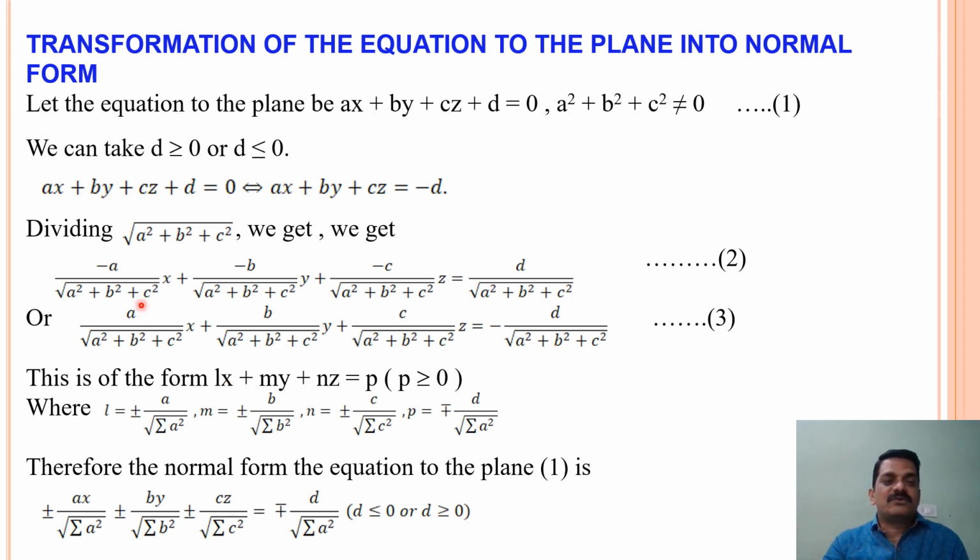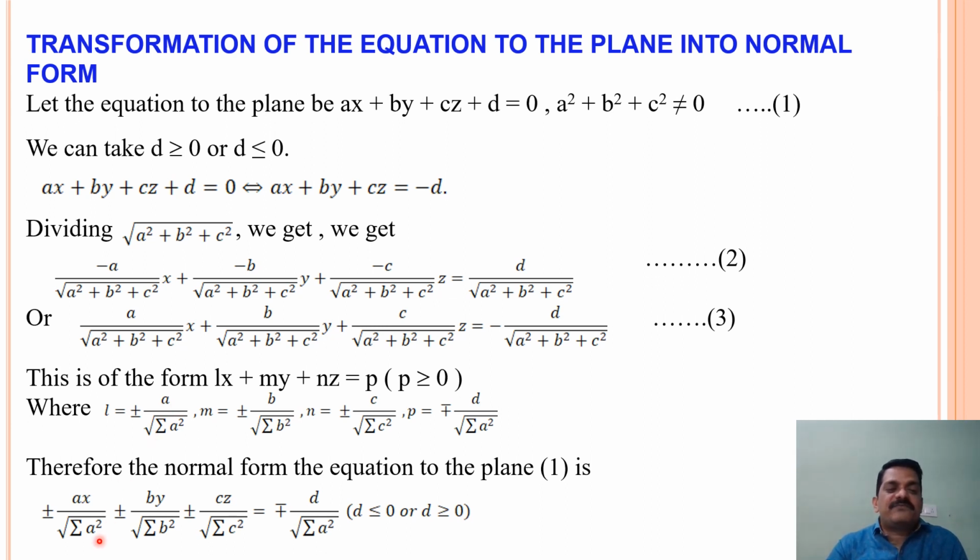Here L is equal to plus or minus a by square root of a square plus b square plus c square. M is equal to plus or minus b by square root of a square plus b square plus c square. N is equal to plus or minus c by square root of a square plus b square plus c square, and P is equal to minus or plus d by square root of a square plus b square plus c square.